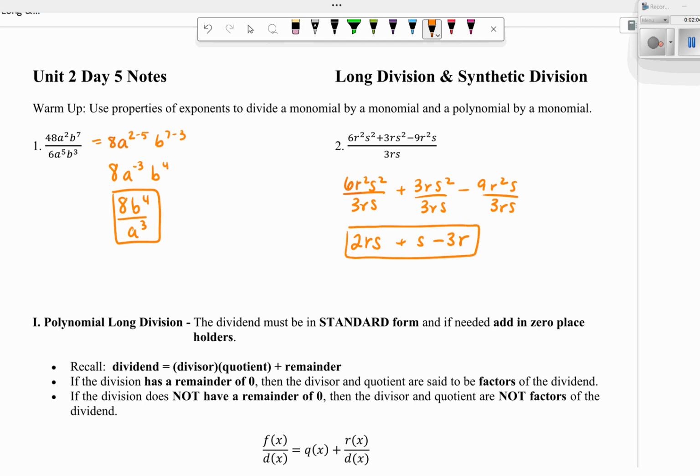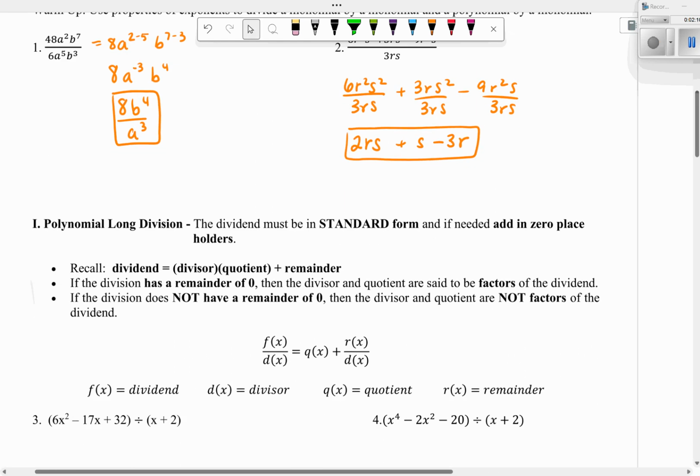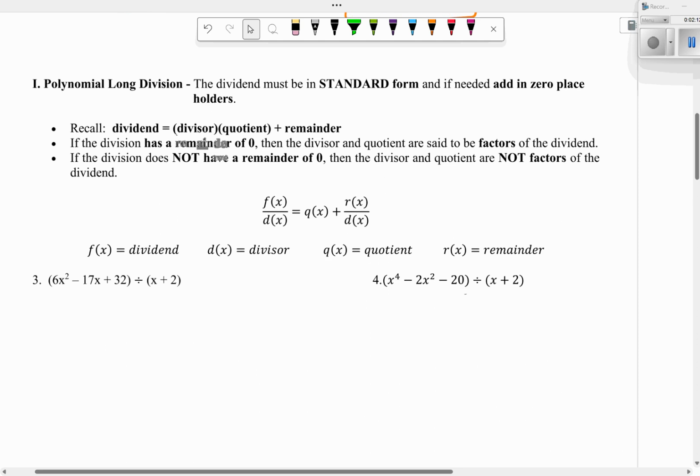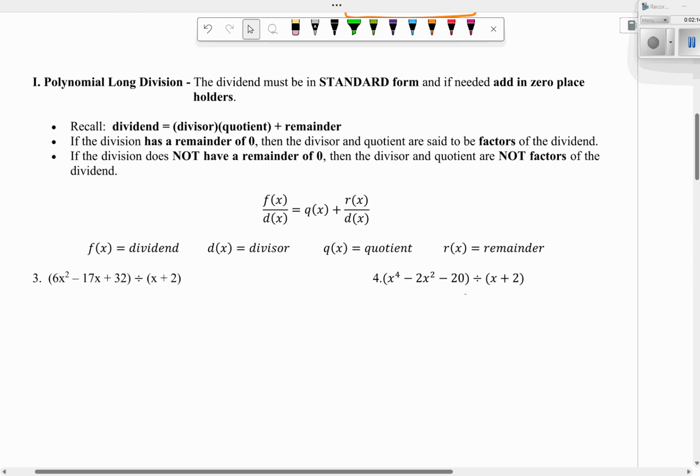So that only works when you're dividing by one term. So remember, terms are separated by addition and subtraction. So polynomial long division. The dividend, remember, when we're doing polynomial long division, must be in standard form, and if needed, you have to add in your 0 placeholders. So recall that the dividend equals the divisor times the quotient plus the remainder.